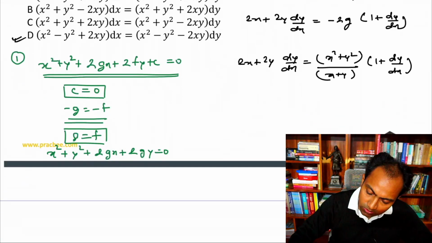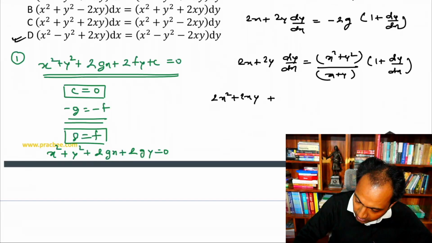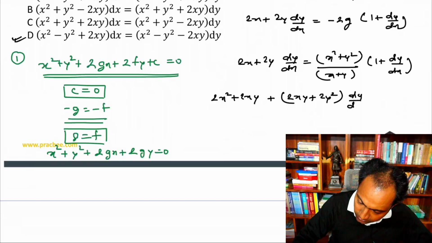If we do this, we can cross multiply and simplify. If I cross multiply, this becomes 2x square plus 2xy. The second part becomes 2xy plus 2y square dy by dx.